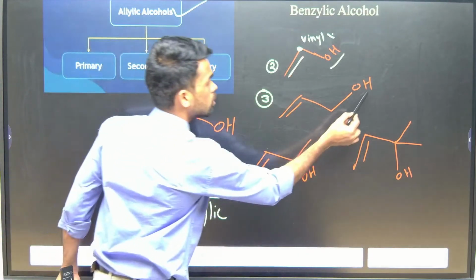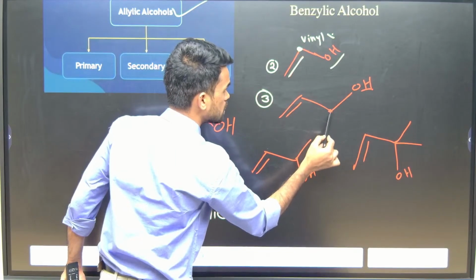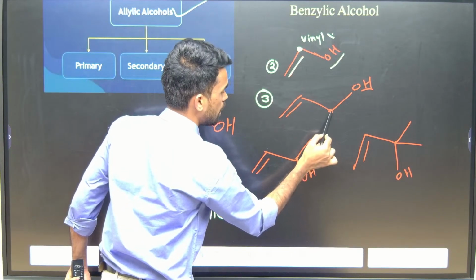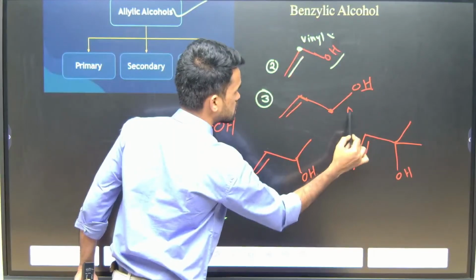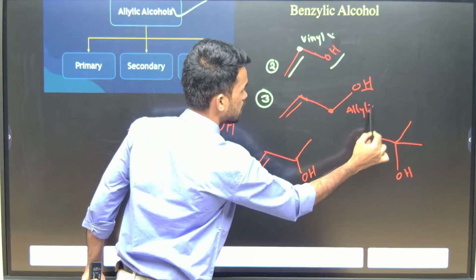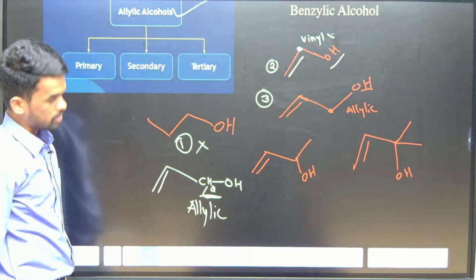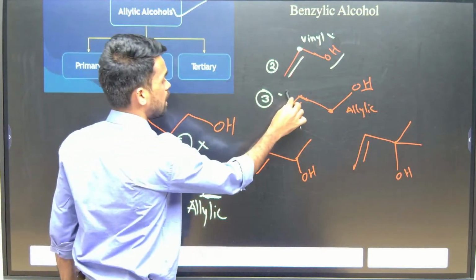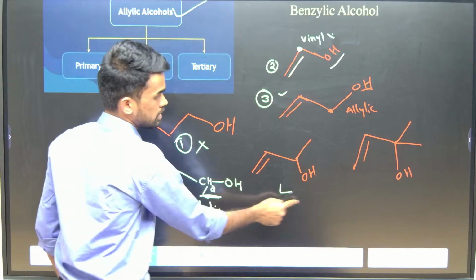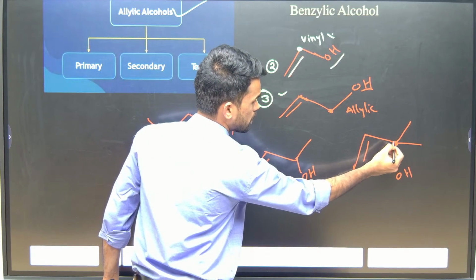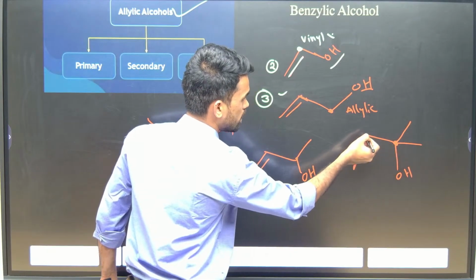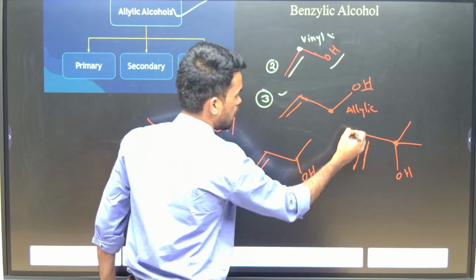Allylic. The OH group is attached to a carbon which is sp3, and adjacent to that we have a double bond, that is sp2. So this is an allylic system. Is this clear? Right, this is perfectly correct. And this is also an allylic system. Just check here. See, this is an sp3 hybridized carbon which is connected to sp2. So yes, this is also allylic.